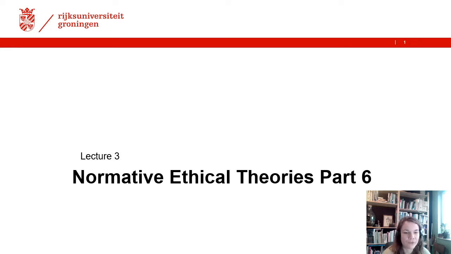Normative ethical theories, we've been discussing them for quite some time now. They provide us with principles that tell us when an act is right or wrong. Utilitarianism and ethical egoism look at the consequences of an act, whereas ethics of duty looks at the motives of an act. In this sixth part of the lecture series on normative ethical theories, we're going to discuss the notion of rights and justice.